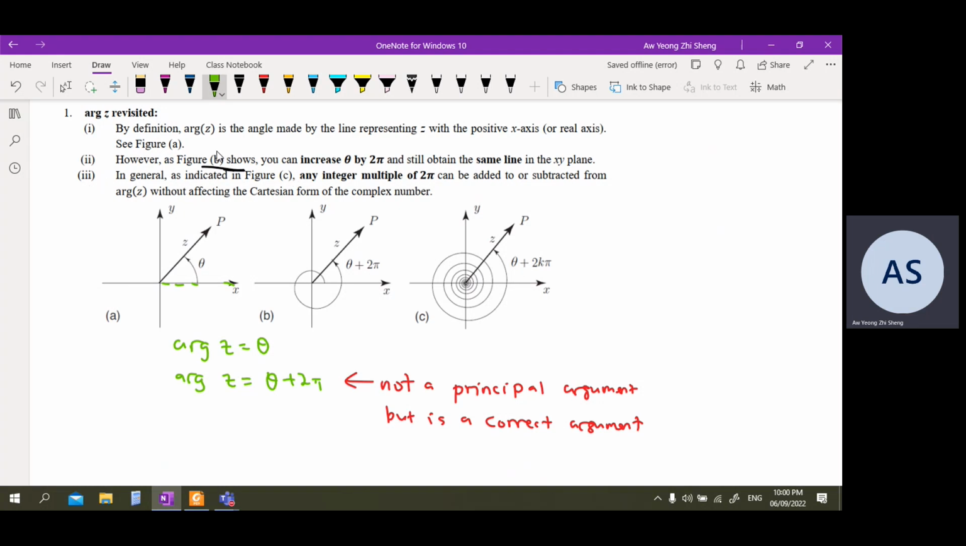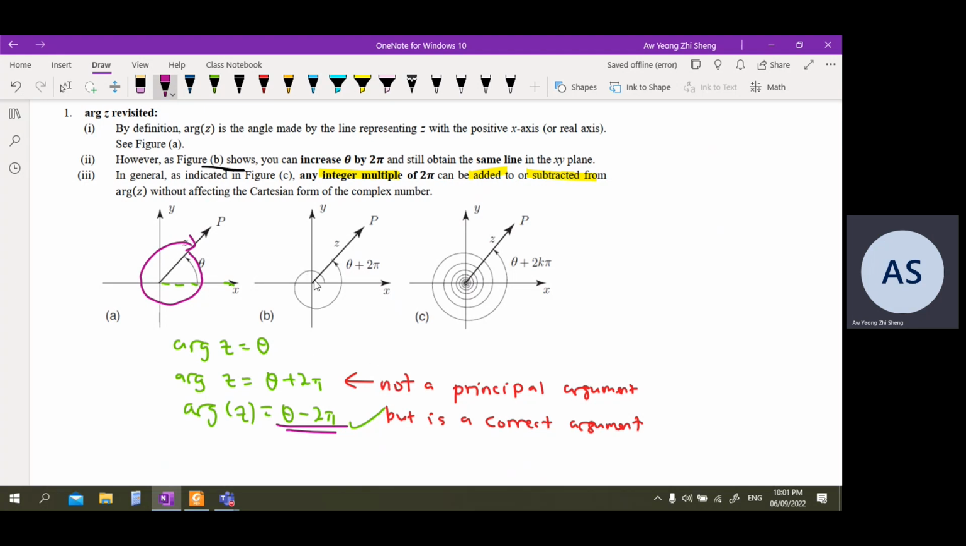Point number 3 also says that not only can we add any integer multiple of 2 pi, we can also subtract. So we can also say argument of z is theta minus 2 pi. It is also a correct argument. Although it's not going to be in the principal range, it is still a correct argument nonetheless. For example, in my figure A, if I start from the direction indicated by theta, I can go backwards by one cycle. Then I will have theta minus 2 pi, and I will still end up with the same direction.